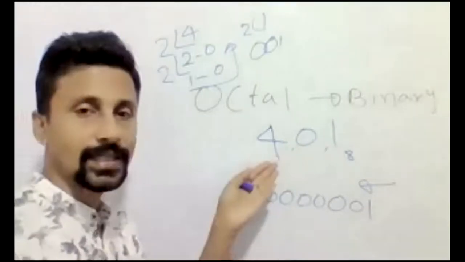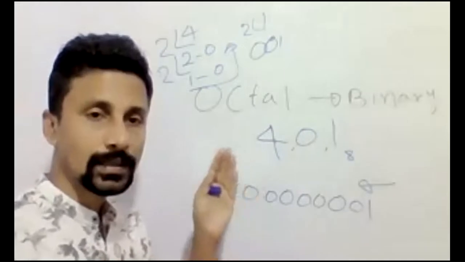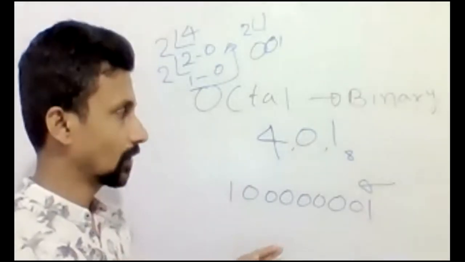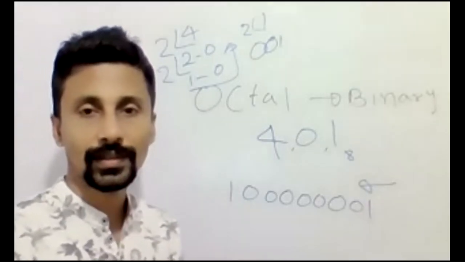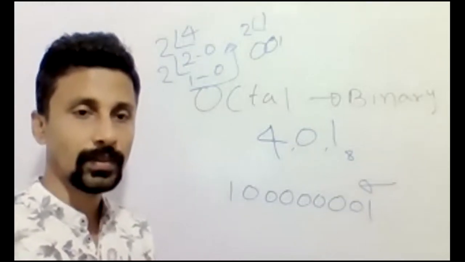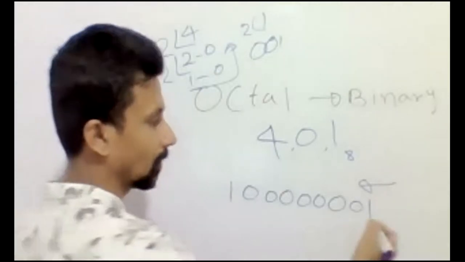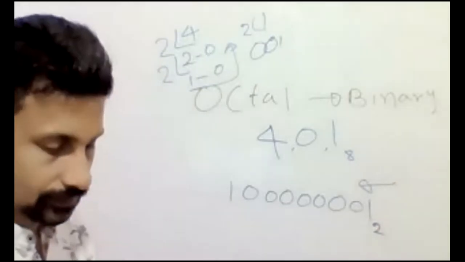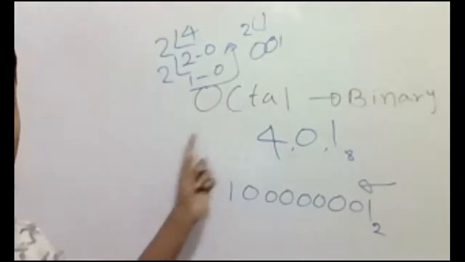So separate each digit from the right hand side. Then represent each digit with 3 binary digits. Right? If you get 1 or 2, you have to put zeros in front, because when you put zeros in front, the value won't change. So you can put zeros in front. So this is your answer. You put the base value 2. Okay, take this down. Octal to binary.